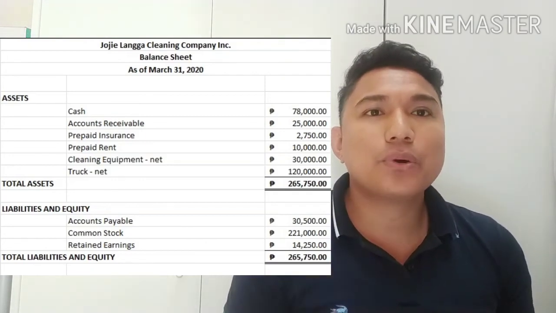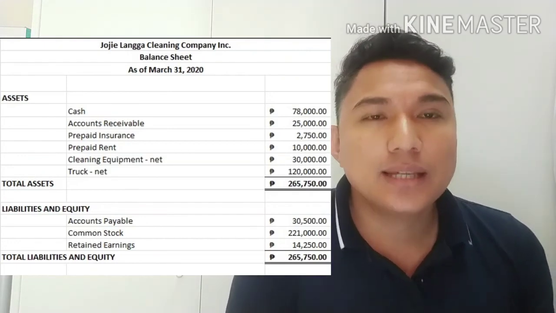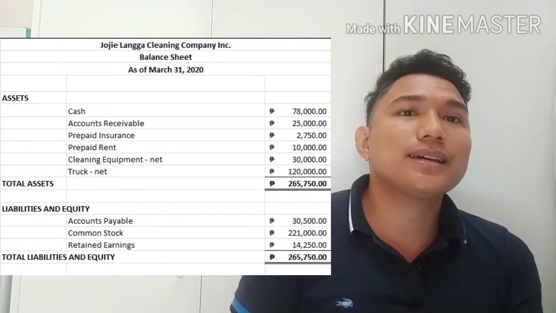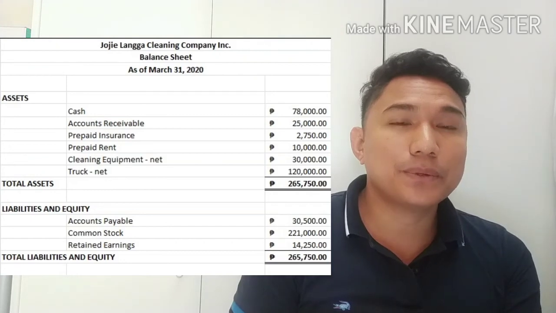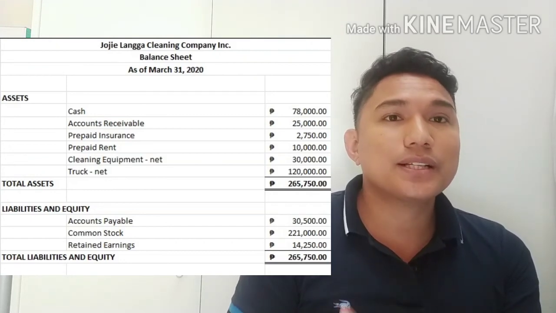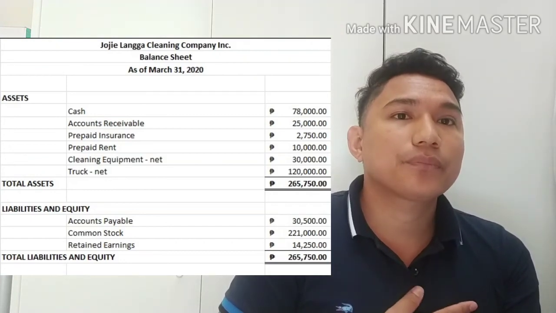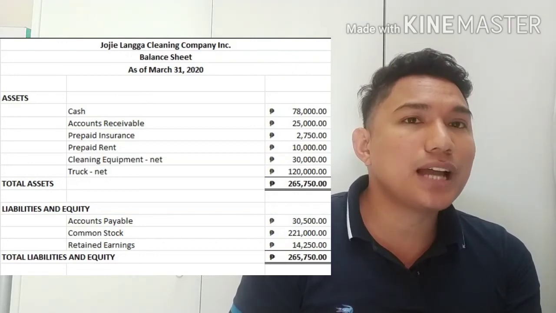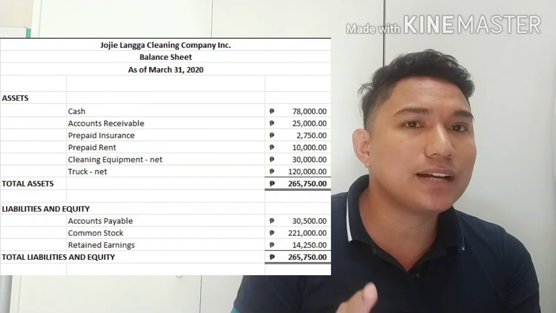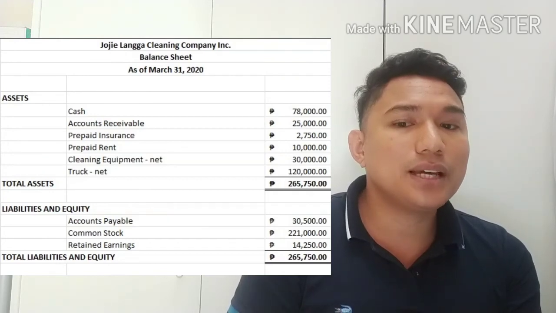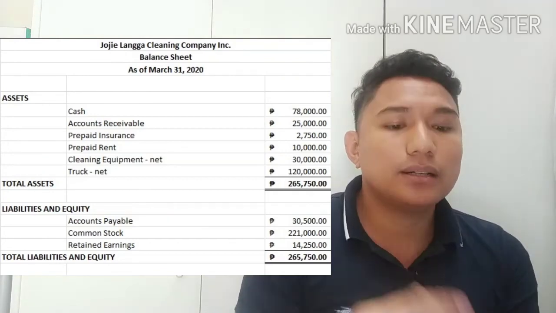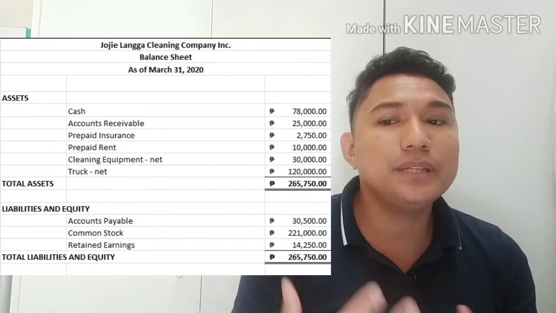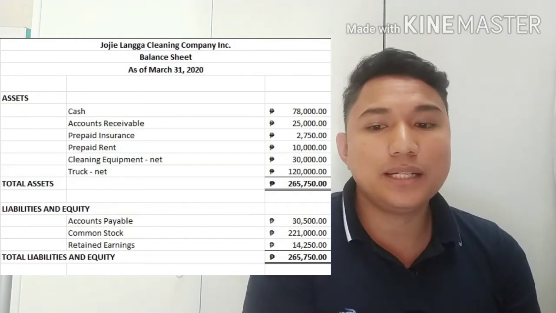So what is the importance of this balance sheet? This balance sheet plays a very important role. For example, I am an employee. I want to see the balance sheet of that company because I want to see if this company still has cash to pay its obligations, its liabilities, or if the company has a very big amount of liabilities.